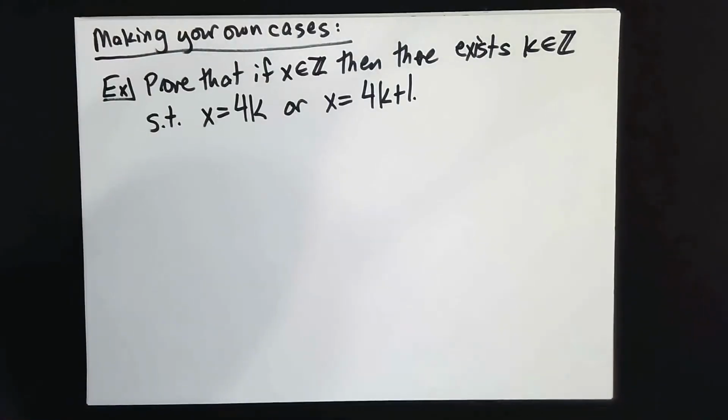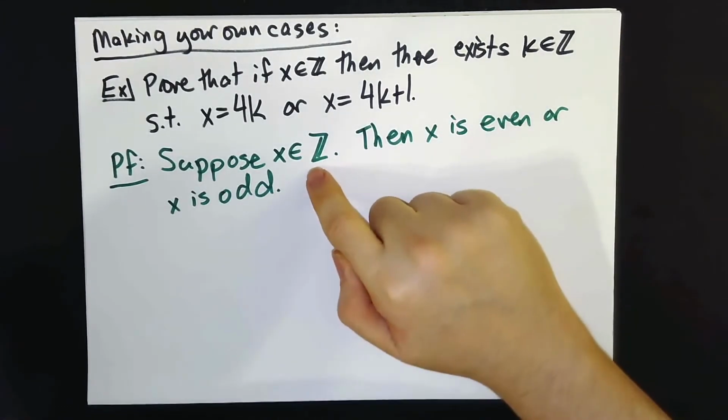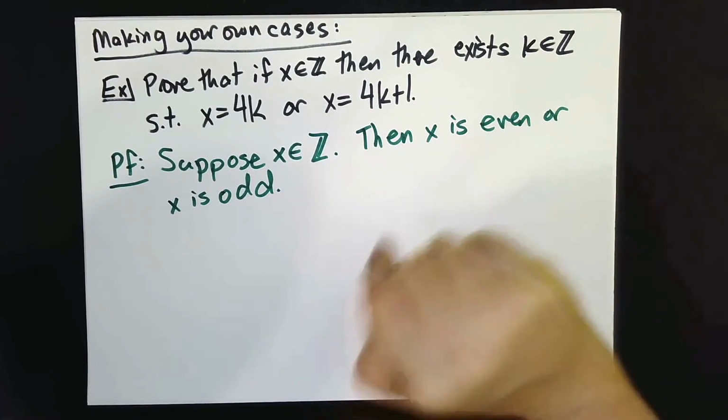So now what I'm going to do is I'm going to reprove the result that we proved before, but in a way that I think you'll find a little bit more amenable. But in order to do that, we're going to have to invent our own cases. And what I mean by that is that I'm going to observe that for every integer, I know that integer is either even or odd.